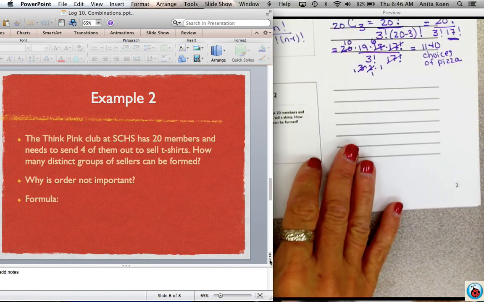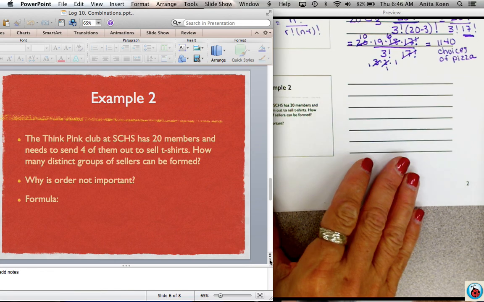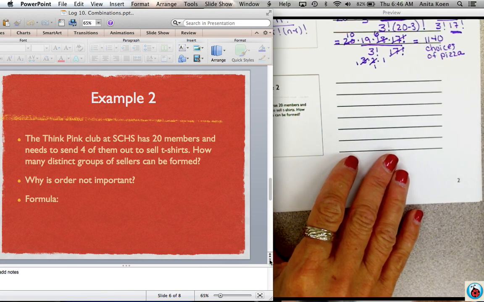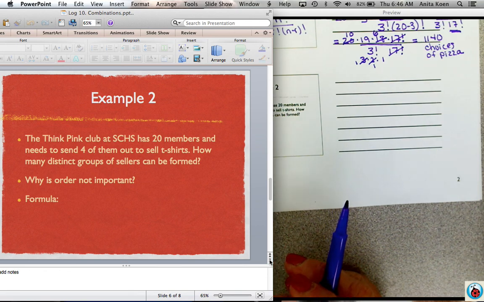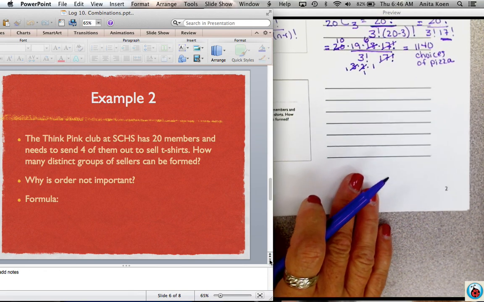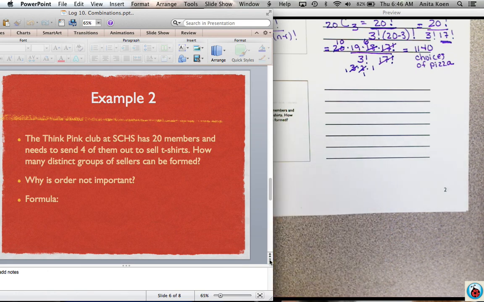All right, the Think Pink Club at SCHS has 20 members and needs to send 4 of them out to sell t-shirts. We need to know how many distinct groups of sellers can be formed. Why is order not important here? Well, because it doesn't matter if I pick Sam and Mary and Joe and Tina, or if I pick Tina first and then Sam second. It's still the same group.